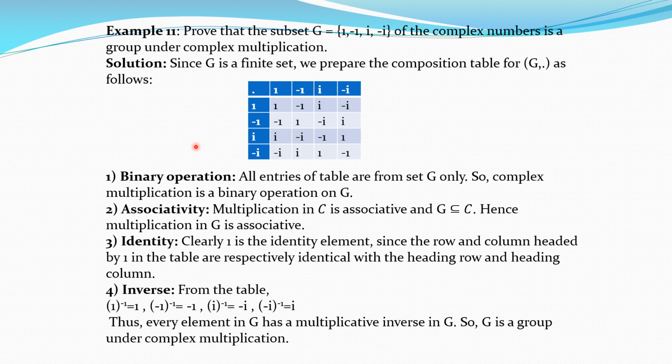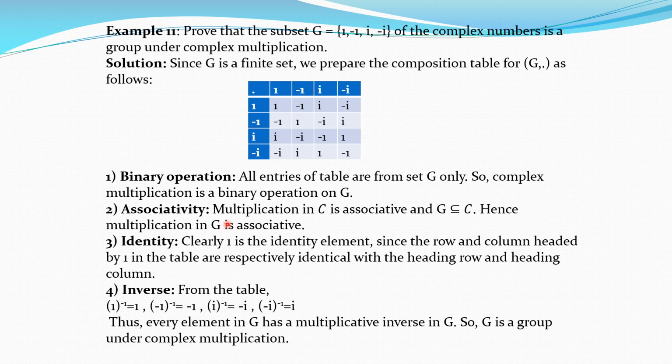Now we check all the properties of a group one by one. First is binary operation. Binary operation is nothing but, for any two elements of G, their multiplication is again an element of G. So in this table, we have calculated all the products. Now observe that 1, -1, i, -i are the only answers. So all entries of the composition table are from set G only. So multiplication is a binary operation on G. Now second is associativity.